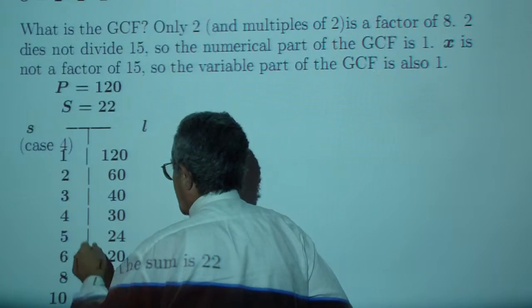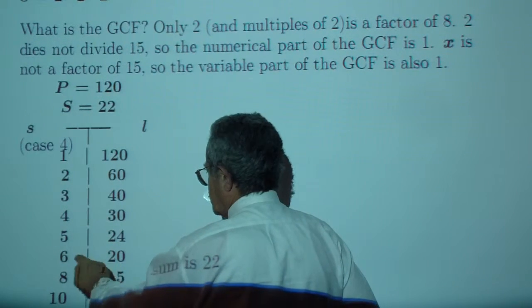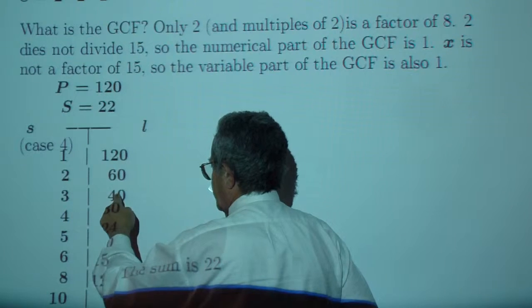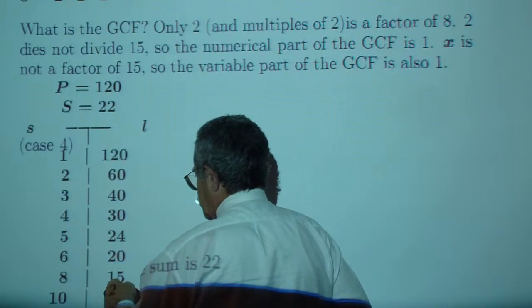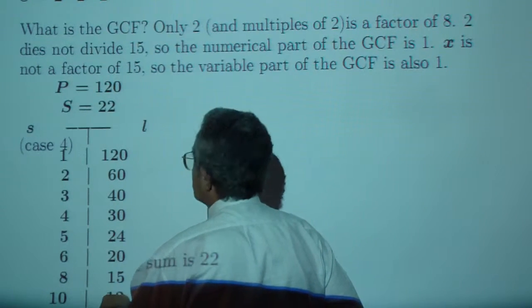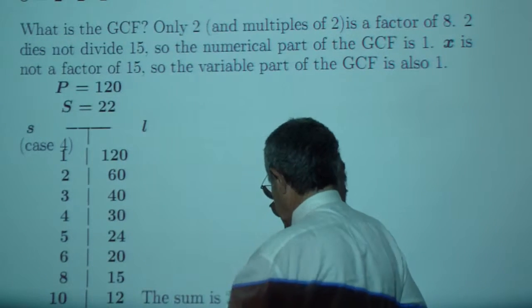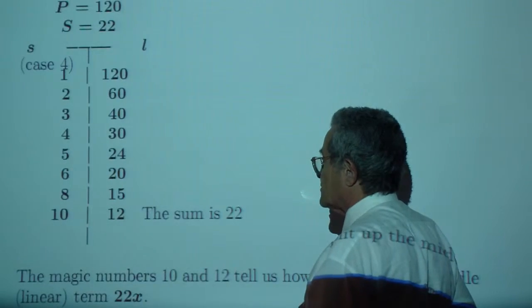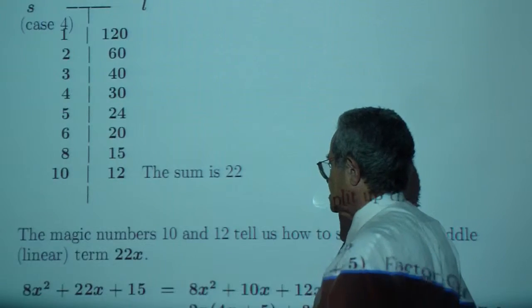5 goes into 120 24 times. 6 goes 1/2 of 40, which is 20. The sum is 26. 8 goes 15 times. 10 goes 12 times. Oh, 10 times 12 is 120, and 10 plus 12 is 22. We found the two magic numbers. The numbers are 12 and 10.